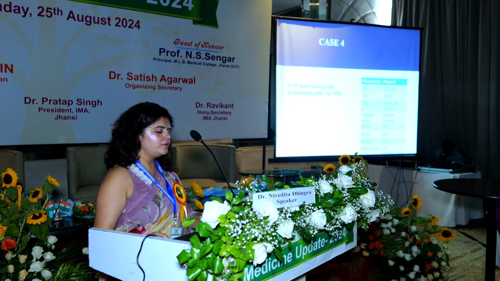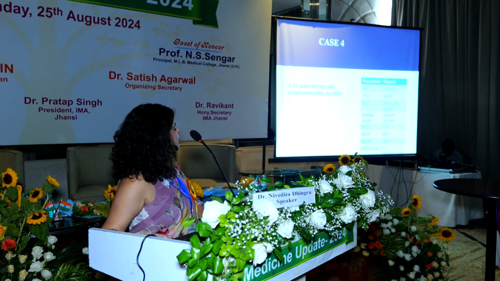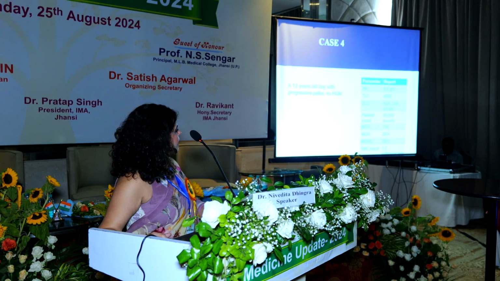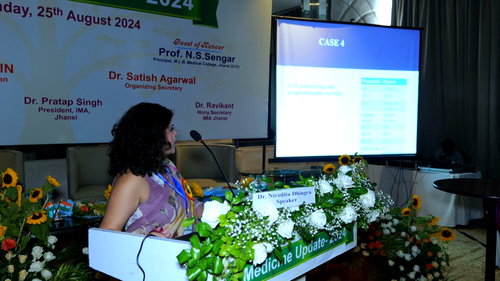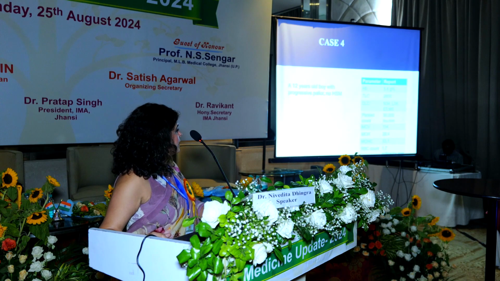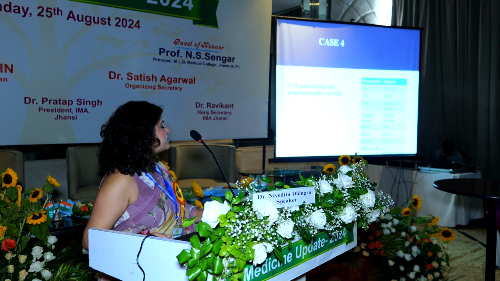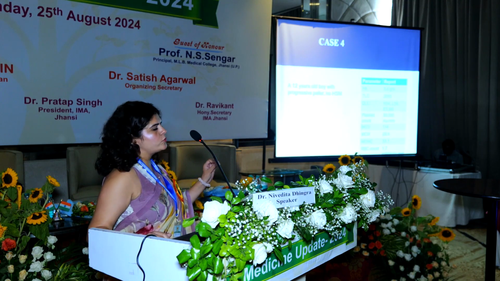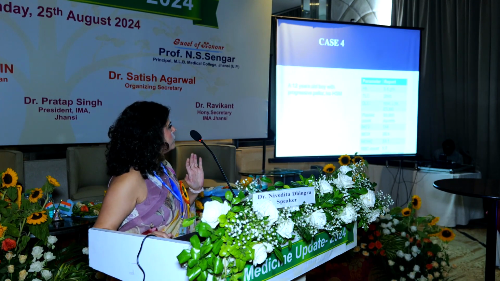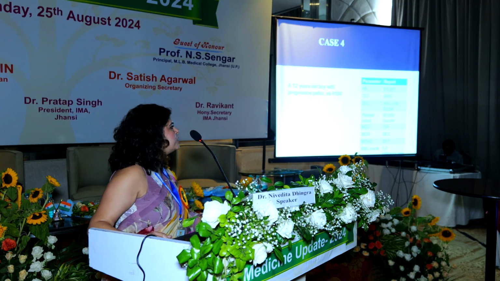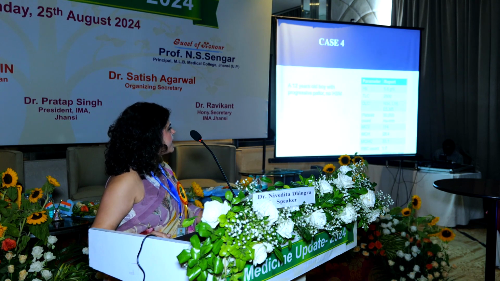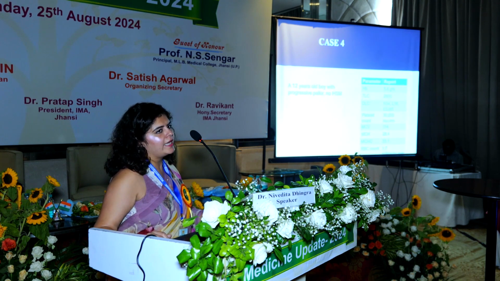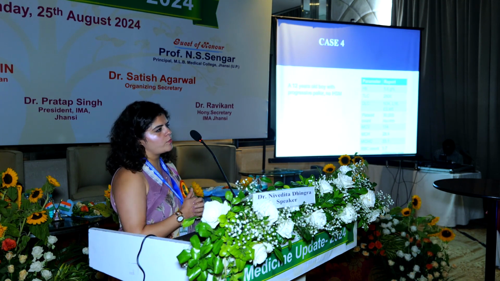Then we have another boy with progressive pallor, no hepatosplenomegaly. So again, severe anemia, 5.6. Now the MCV is 114. If you look at the RBC count, it's very low, 1.7 million. There is mild neutropenia also. The neutrophils are 34, lymphocytes are 56, TLC is also low. So basically there is pancytopenia and the MCV is high. Any guesses from the audience what this boy has?